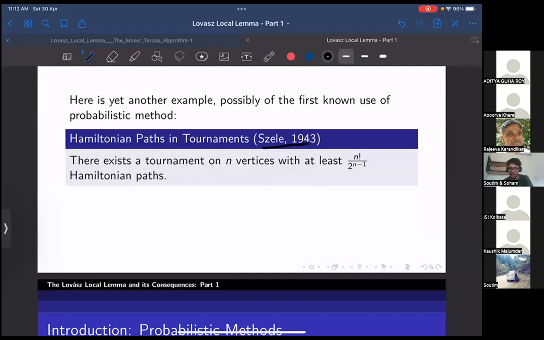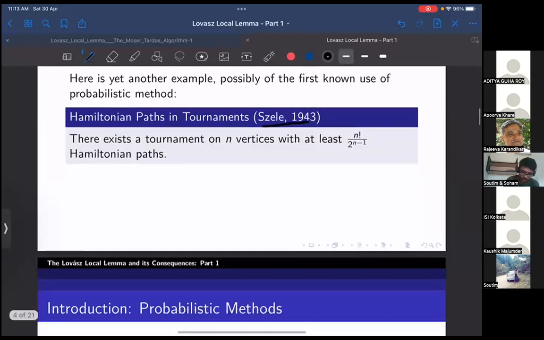We assign an indicator random variable and take the sum of that indicator over all possible permutations. That gives the expected value of the count random variable that counts the number of Hamiltonian paths in a random tournament. That expected value turns out to be n factorial by 2 power n minus 1. So there is an assignment of the directed edges for which we will have at least n factorial by 2 power n minus 1 Hamiltonian paths.